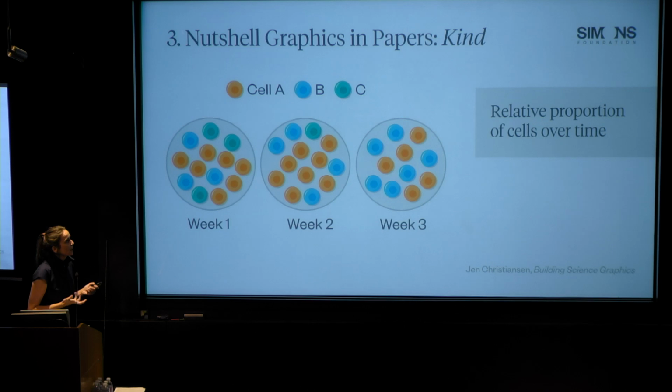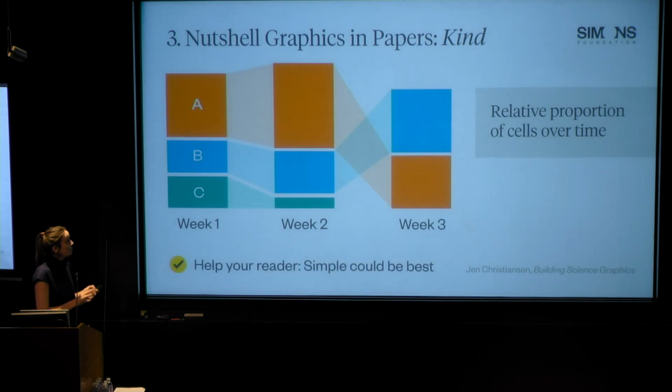So this is a graphic that shows the relative proportion of cells over time. The population is changing. It's very pretty, nice glossy cells. I like it. But maybe something like this is clearer. You have to decide. You can ask your colleagues. You can ask someone who knows nothing about the subject. Which of these do you think gets the message to you quicker?